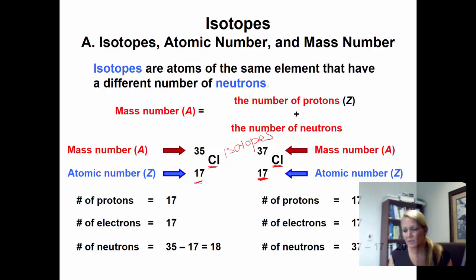Okay, 20 neutrons. So the whole difference, if you look at your first definition, is isotopes are atoms of the same element. There's chlorine, chlorine, same element, and they have a different number of neutrons. They have the same number of protons, so they have to be chlorine. They have the same number of electrons, but if you subtract the number of protons from your mass number, chlorine 35 has 18 neutrons and chlorine 37 has 20. So it has two more neutrons.